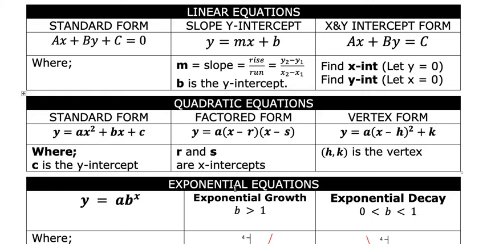In grade 9, we covered linear relations, and there are three different forms. We're going to start by talking about y is equal to mx plus b, which is slope y-intercept form, because m represents the slope of the line, in the form rise over run.